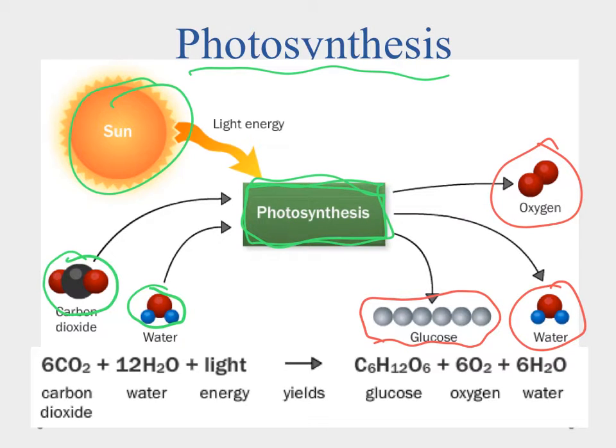And you can see this equation several different ways. We saw it as a picture. Down here you can see our formulas, 6CO2 plus 12H2O plus light, the energy, yields our C6H12O6 plus our 6O2 and our 6H2O. Or you can see it in words where we're talking about how we have carbon dioxide and water plus the energy of the sunlight yields glucose, oxygen, and water.